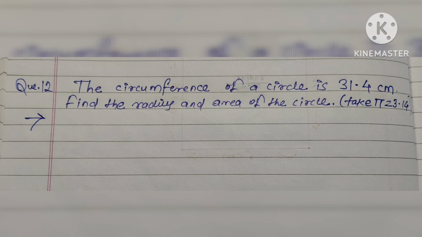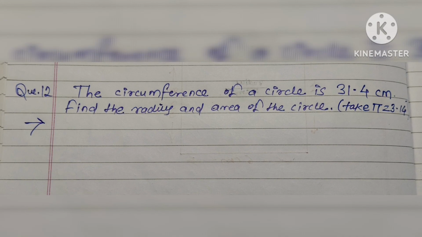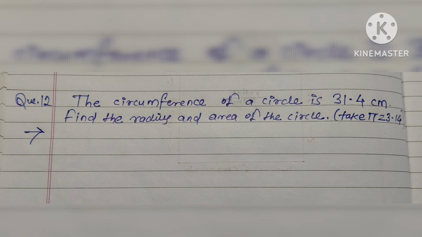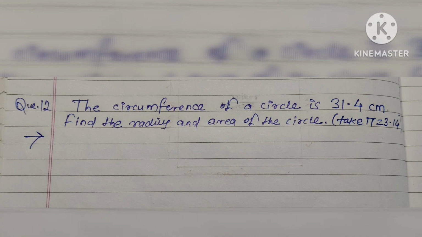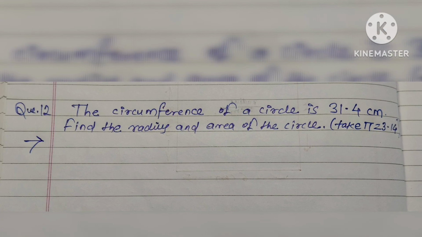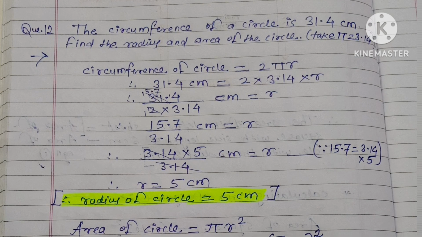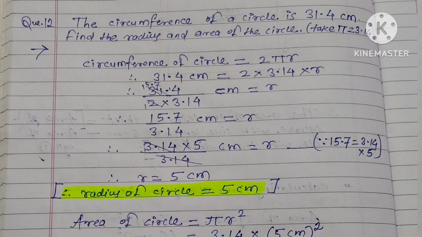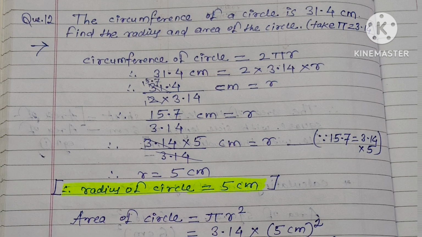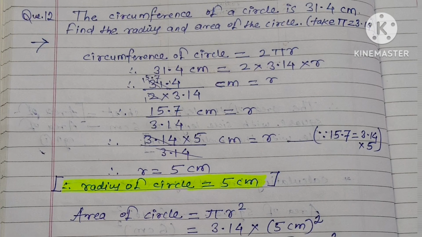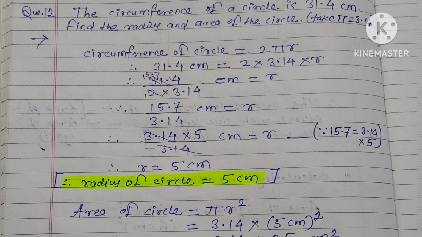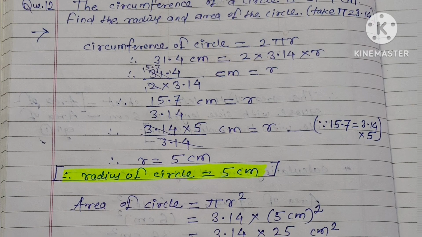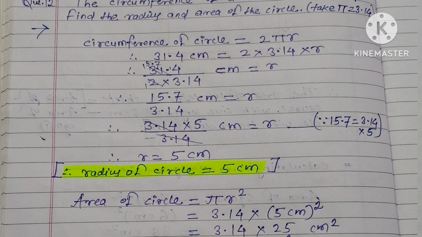Question number 12. The circumference of a circle is 31.4 centimeter, and find the radius and area of the circle, and take pi value as 3.14. So let's calculate the radius first. We are going to use the formula circumference of the circle is equal to 2 pi r. We know the circumference of the circle is 31.4 centimeter, which is given in the question, and we'll be substituting all the values to find out the radius, and we'll get the radius as 5 centimeter.